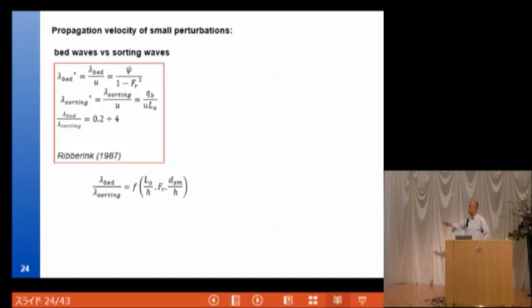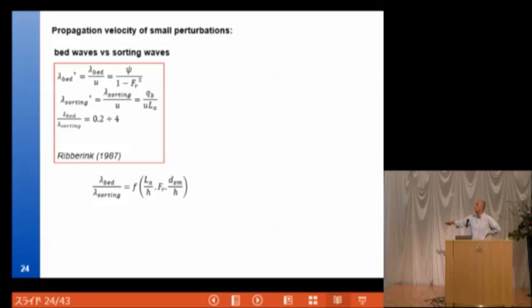So let me make a consideration about the propagation velocity of small perturbations, as I would like to compare the bed waves versus the sorting waves. And Ribberink, as I mentioned before, performed this analysis, and he ended up with approximate values of the celerity of this small wave.